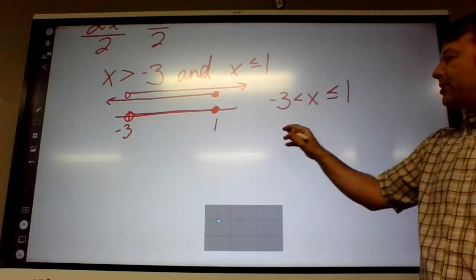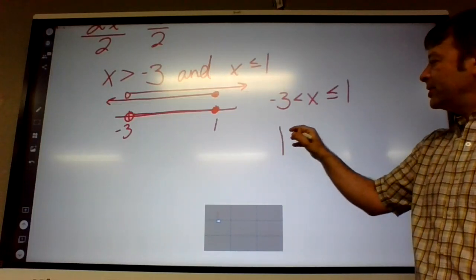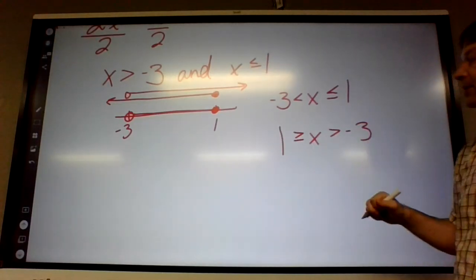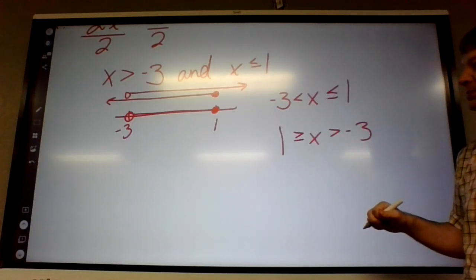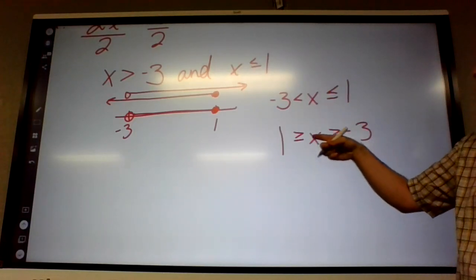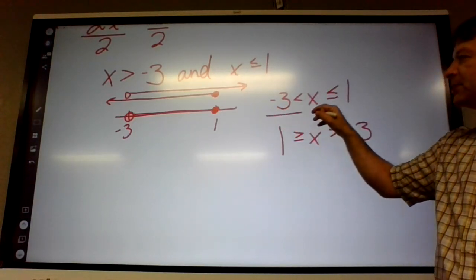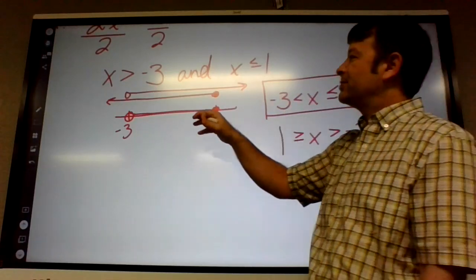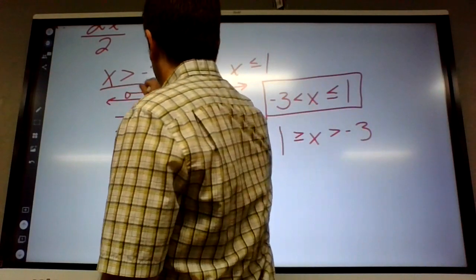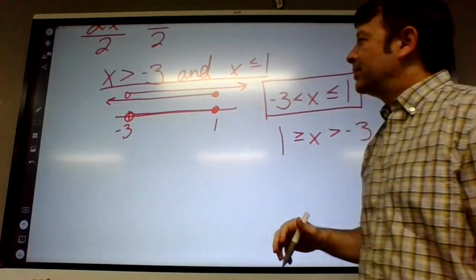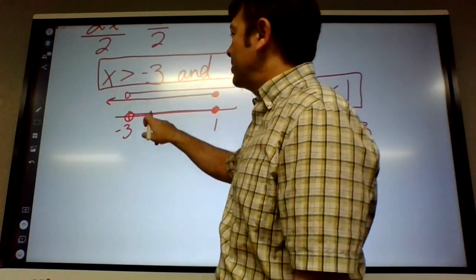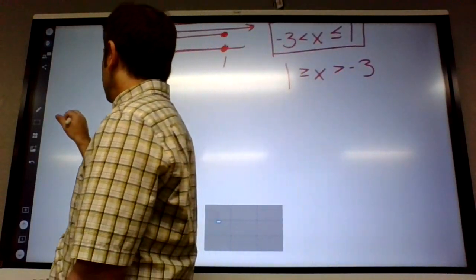By the way, you could also write this backwards: 1 is greater than or equal to x, is greater than negative 3. These are the same thing. So the book wanted you to do this, but it's kind of difficult. So I'm going to let you guys stop right there on the evens. On the odds, we're going to do it right.